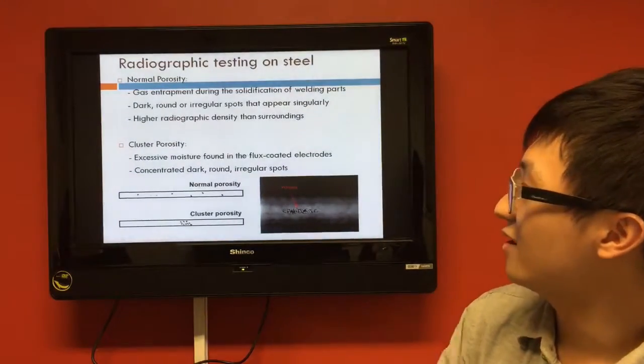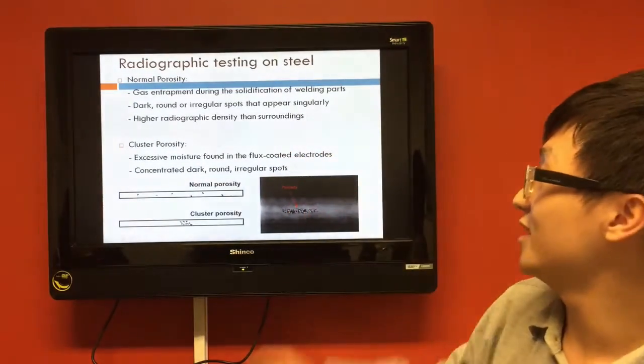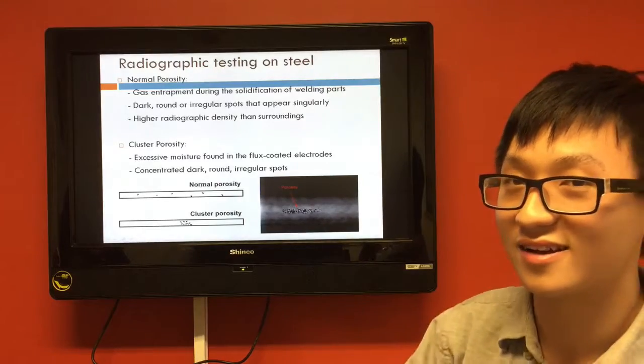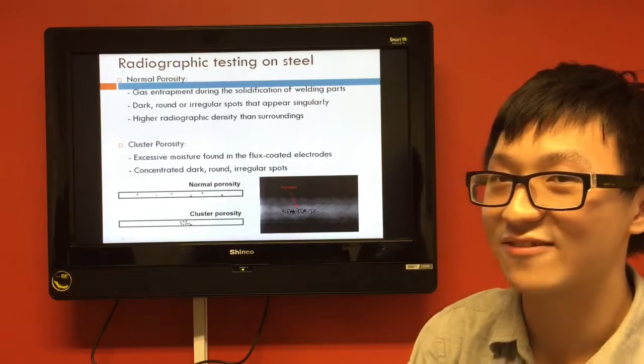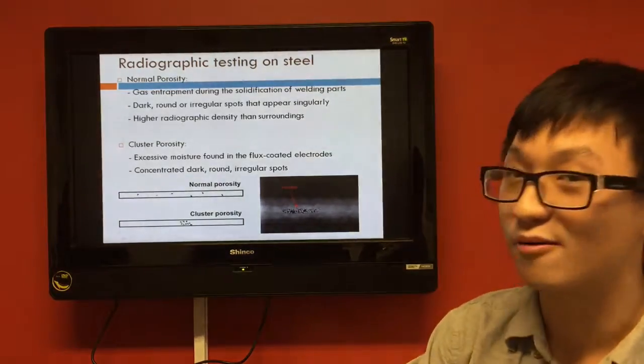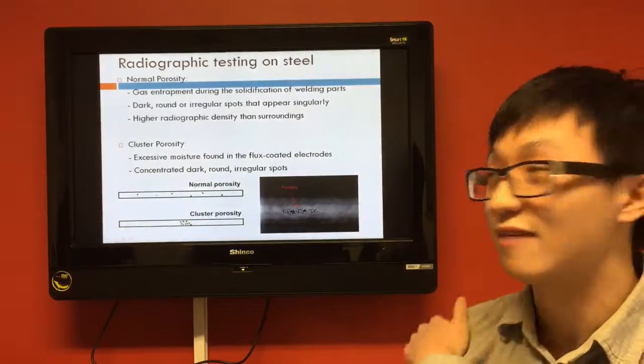Higher radiographic density is recorded when compared to the surrounding area if a porosity problem is found on the steel structure by radiographic testing.